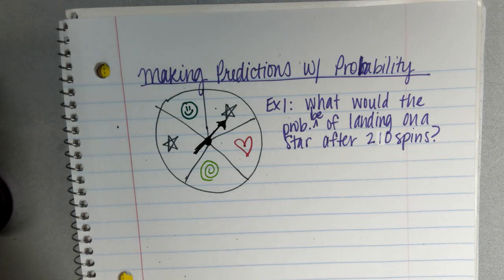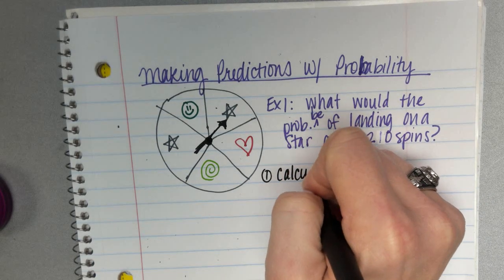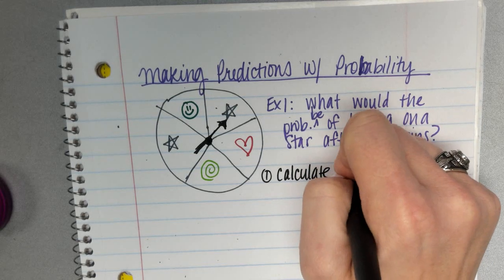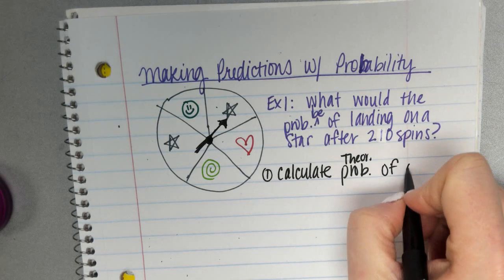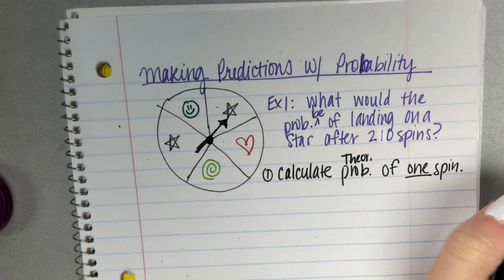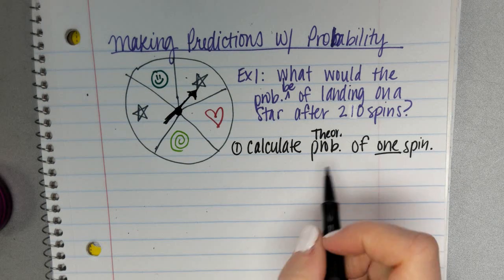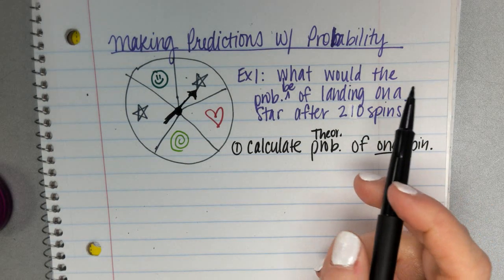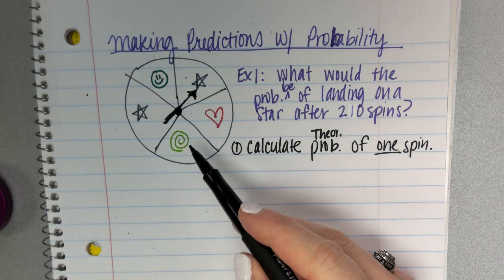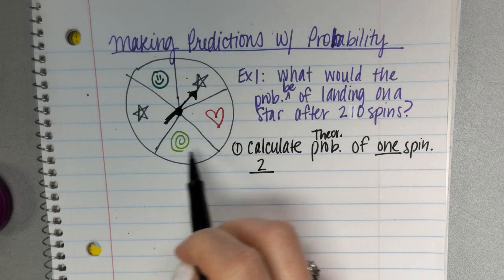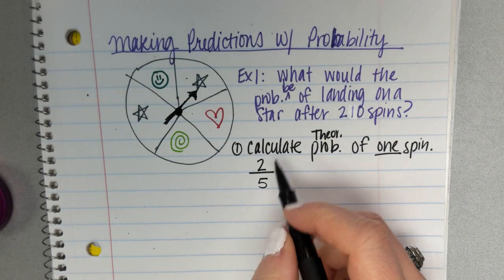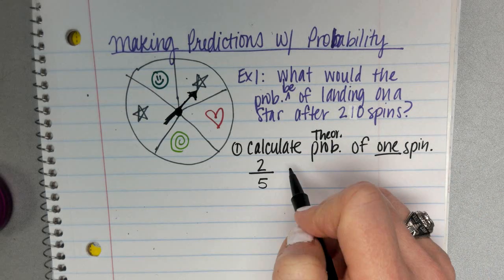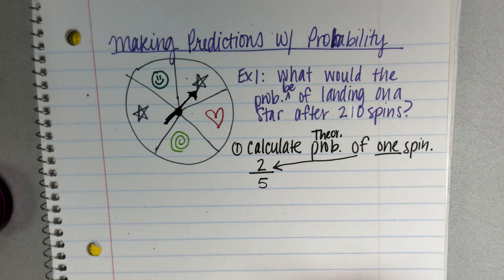And the first thing we need to do is calculate the probability, and this is the theoretical, okay, we're not actually going to spin a spinner here, the theoretical probability of 1 spin. Okay, that's what we do first. So let's do that. So what is the probability that after 1 spin that it would land on a star? Well, there's 2 stars, and there's how many total sections? 5 sections. So we have a 2 out of 5 probability of landing on a star, right? That's what we just did here. We calculated the probability of 1 spin.